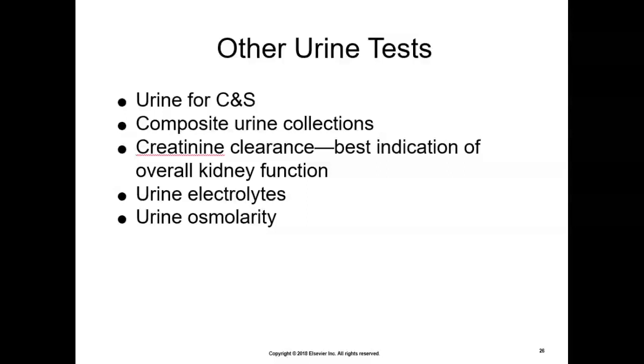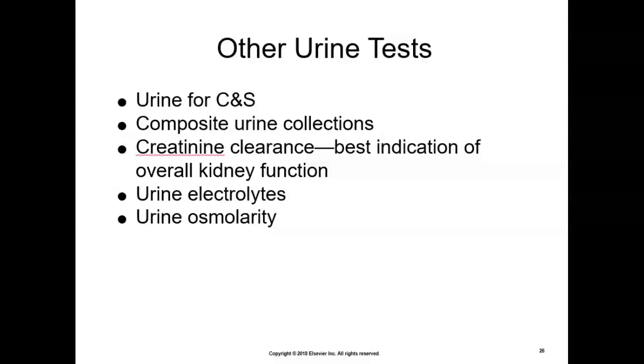Osmolarity measures the concentration of particles in a solution. The particles in urine contributing to osmolarity include electrolytes, glucose, urea, and creatinine. Urine osmolarity can vary from 50 to 1200 depending on the patient's hydration status and kidney function.